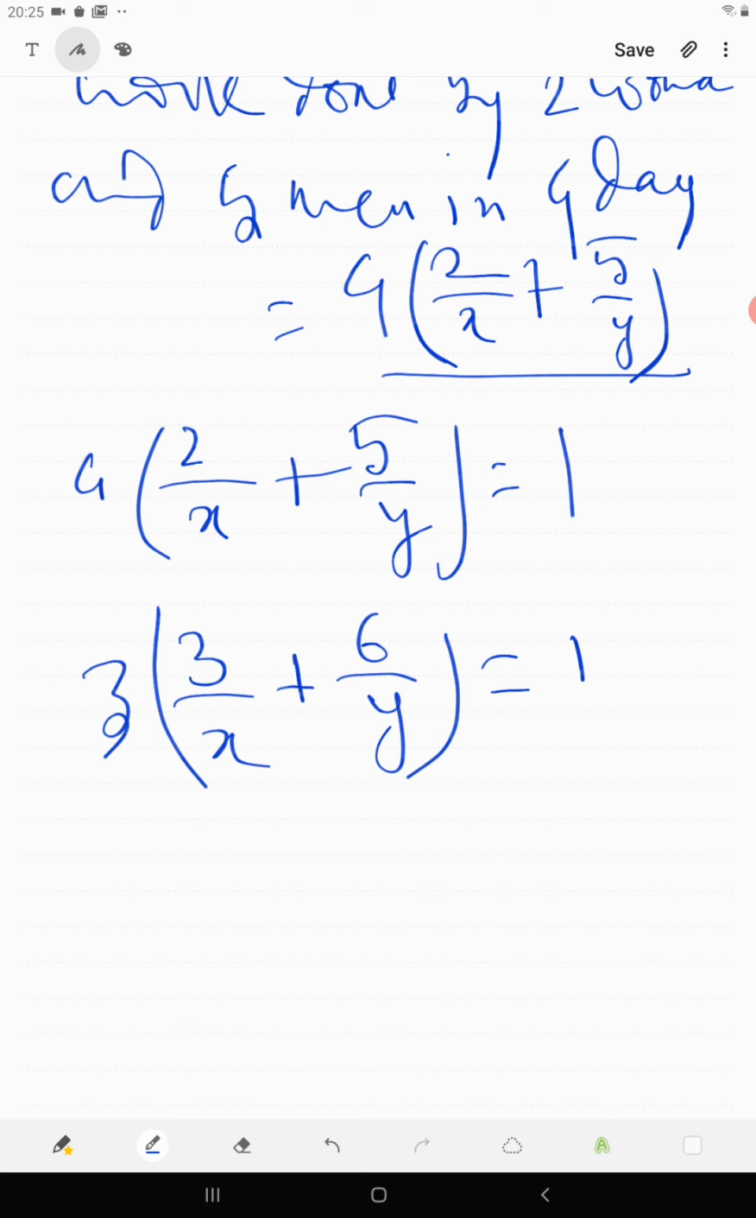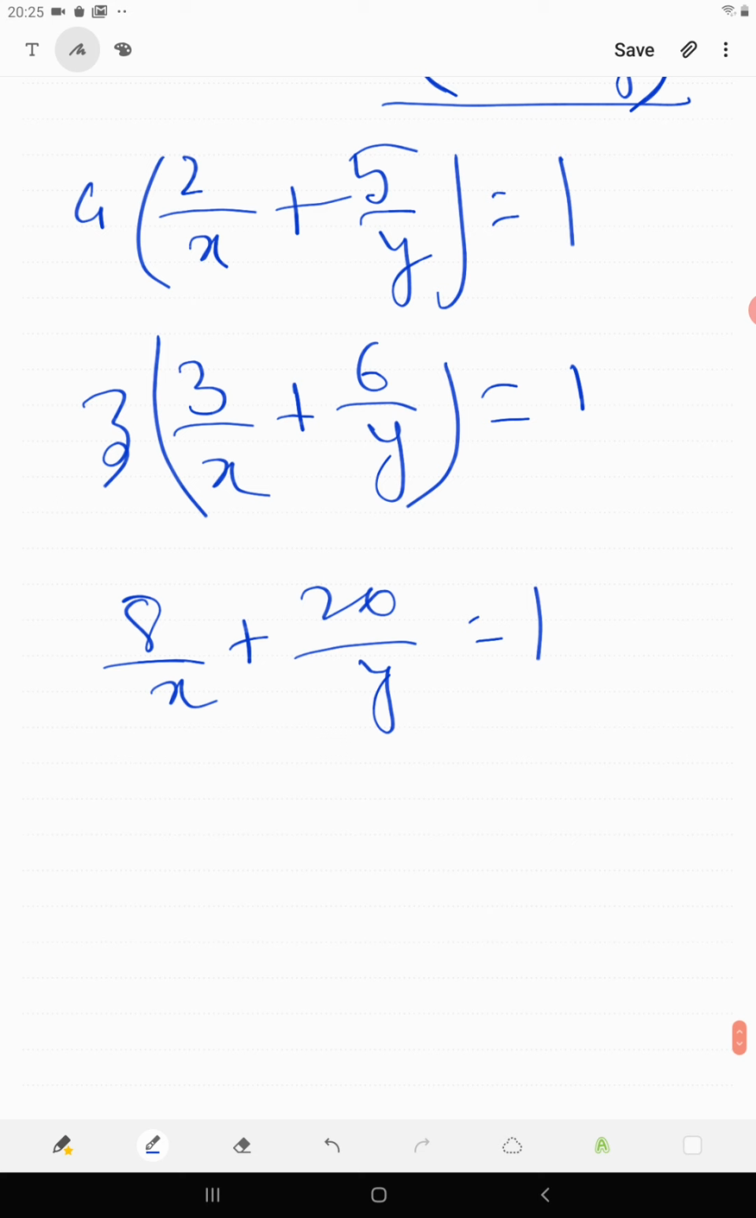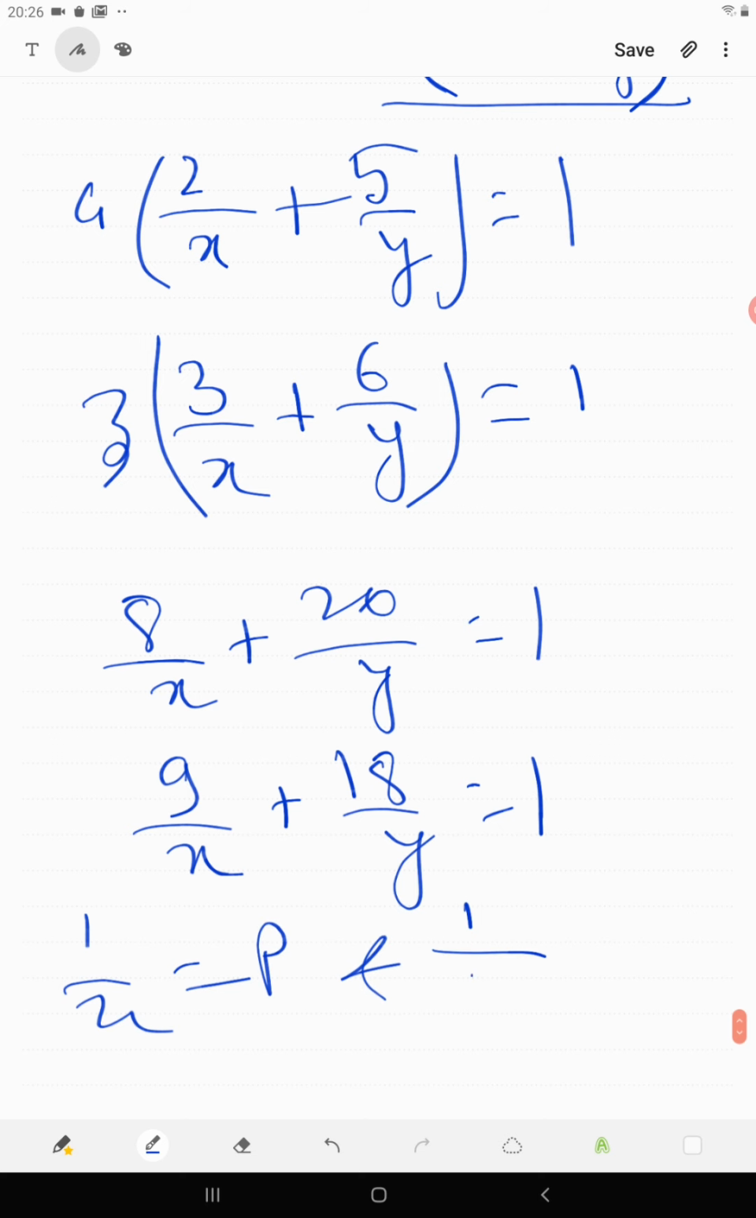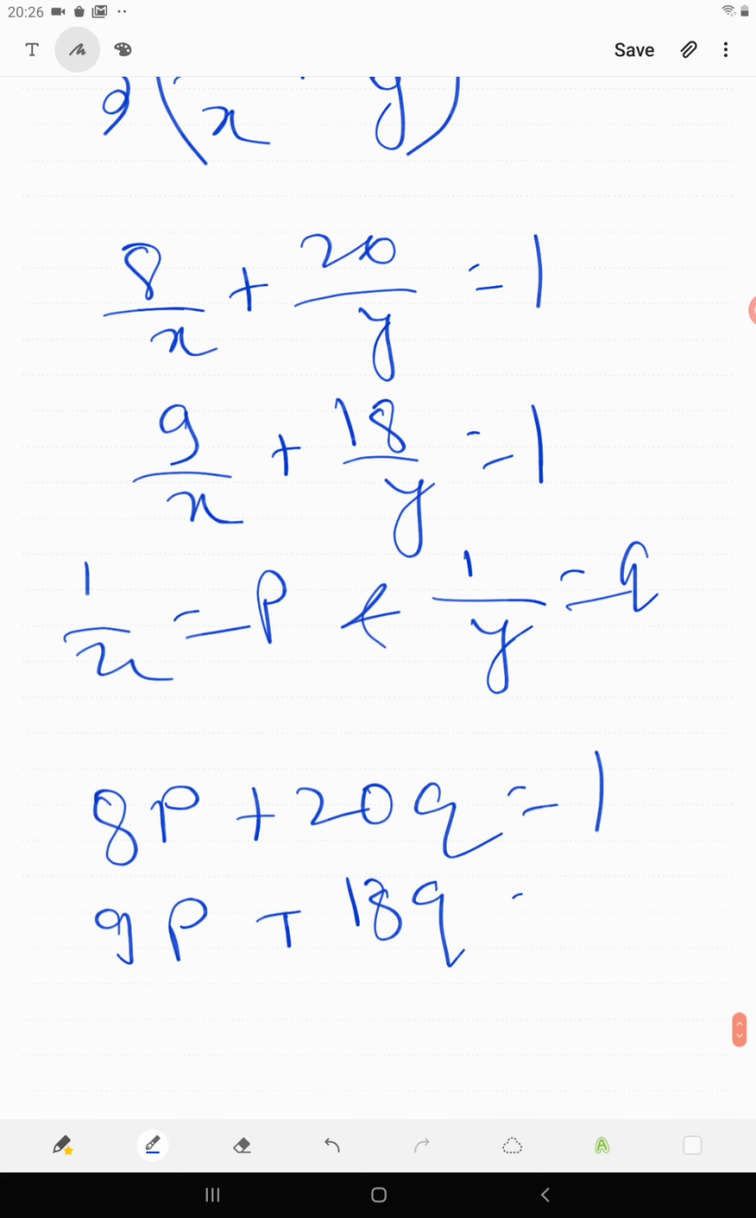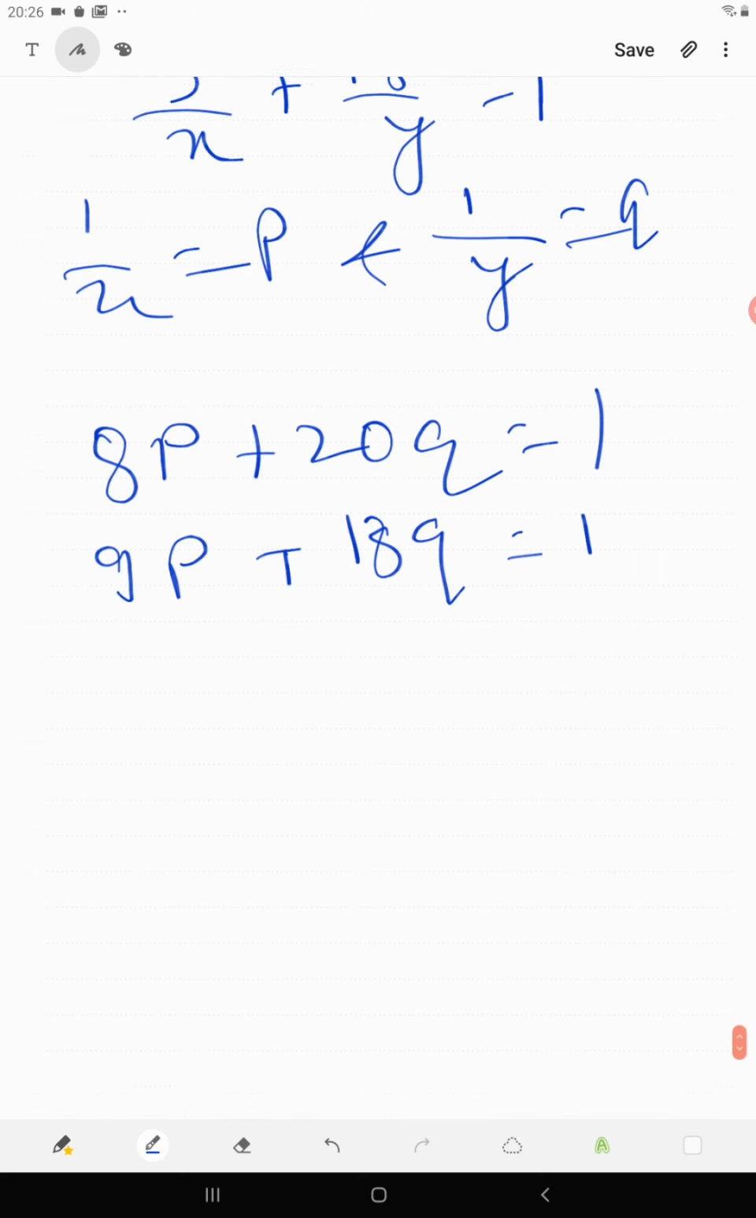Now the first equation will be 8 by x plus 20 by y equals 1, and the second equation is 9 by x plus 18 by y equals 1. Now we can take 1 by x equals p and 1 by y equals q. So it reduces to 8p plus 20q equals 1 and 9p plus 18q equals 1.